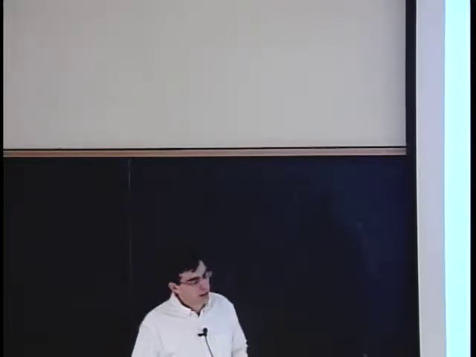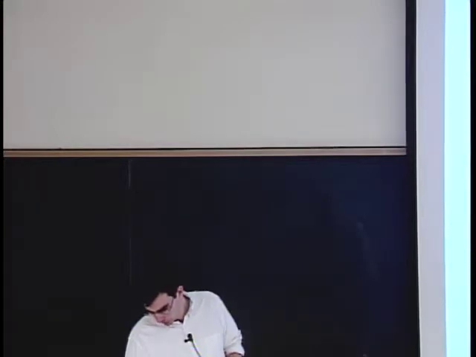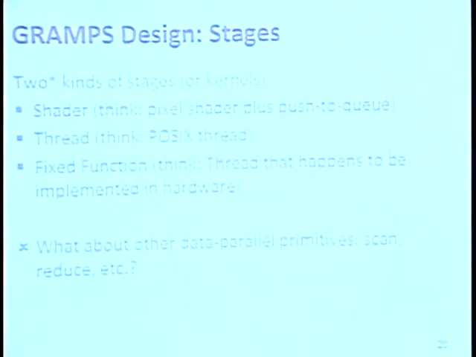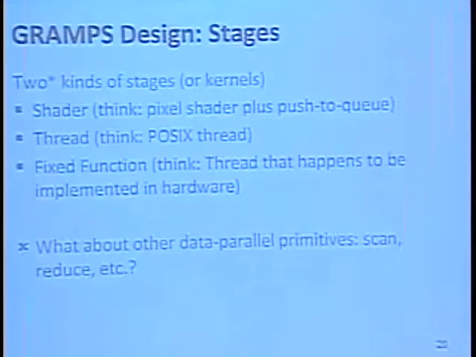And this answer goes back to the types of stages slide. The information the programmer gives Gramps is, this stage is a shader, this stage is a thread, or this stage is fixed function of type X. So if it's fixed function, you have to tell me what fixed function unit to run it on. And if there's no fixed function unit there that does that, you're out of luck. If you tell me you need a rasterizer and I don't have a rasterizer, there's nothing I can do. If you tell me it's a thread, or if you tell me it's a shader, then it's up to the Gramps implementer to decide what to do.